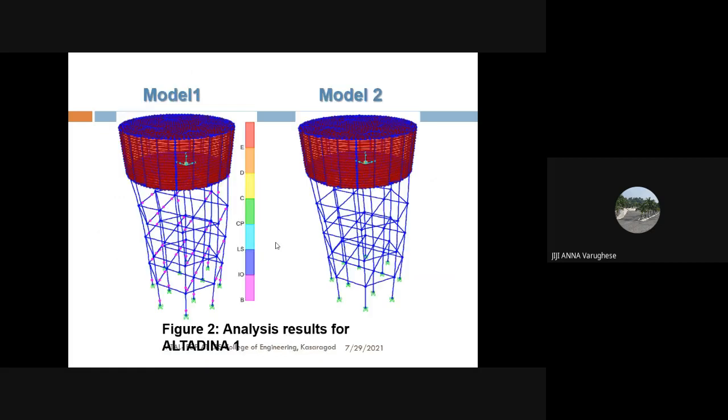So both were subjected to time histories, and we can see for the first time history, hinges are formed in columns as well as beams for the first model, whereas for the second model, no plastic hinges or damages are seen. But even though hinges are formed for the first model, it is only up to the immediate occupancy level. It has not reached the higher performance levels.